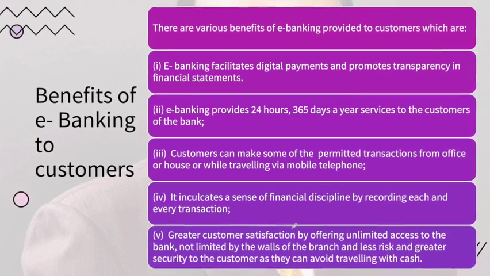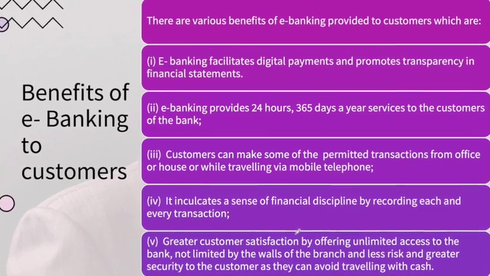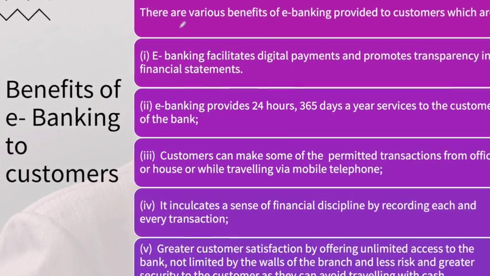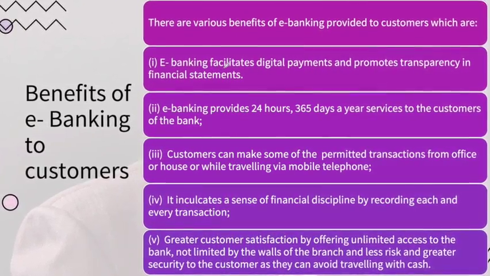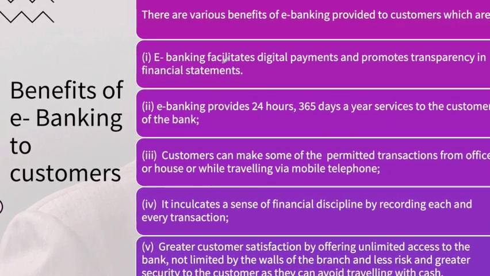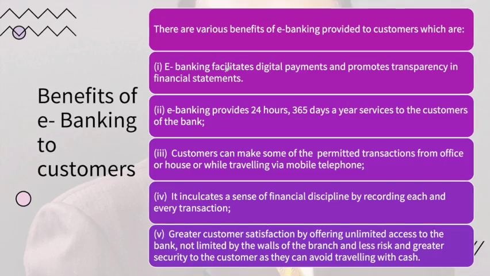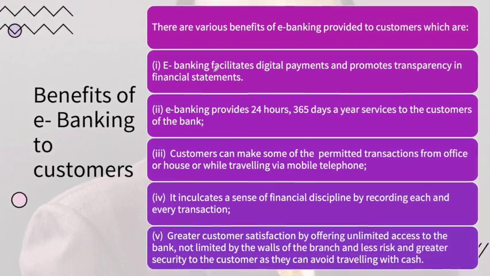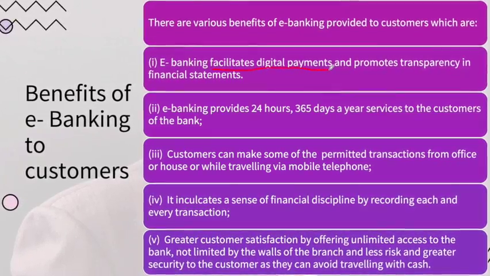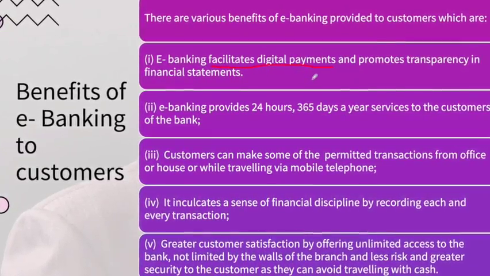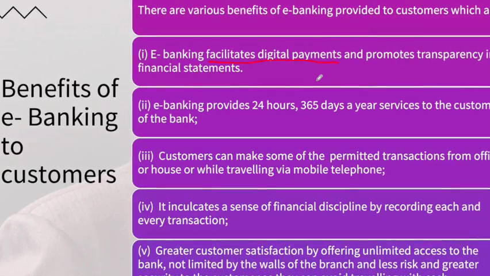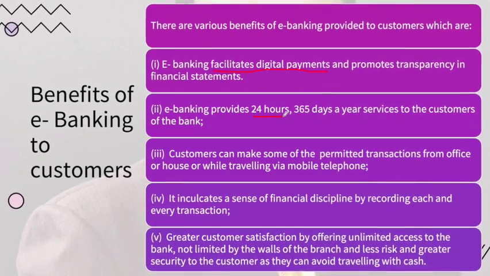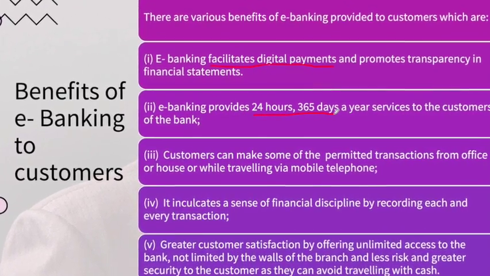Then the next thing which we have to discuss is the benefits of e-banking to customers. As it has been shown in your book, the statements have been written in your book, but when it is asked in the examination, please use a heading and write it in 30 to 40 words minimum. So the first benefit is, for a customer, it facilitates digital payments. You may use this as a heading, and then you can write how it promotes transparency in the financial statement.